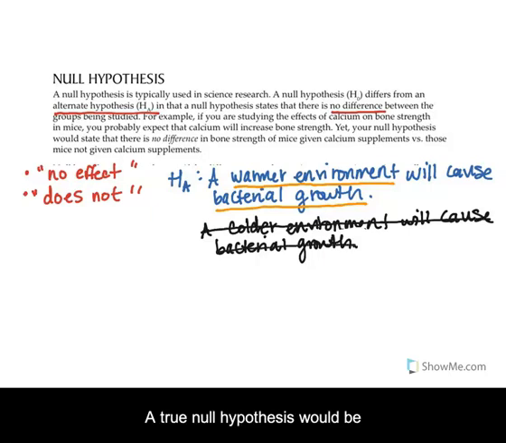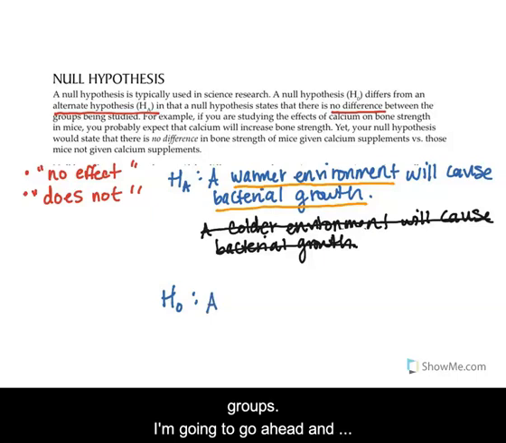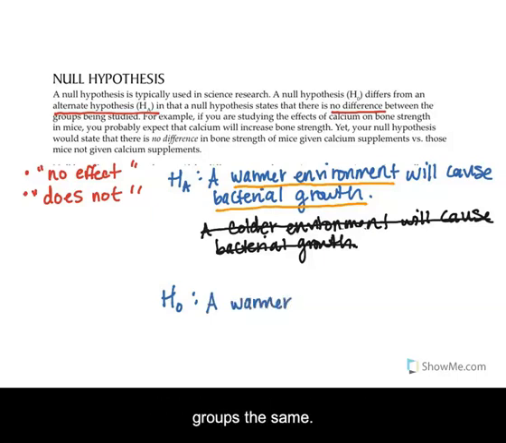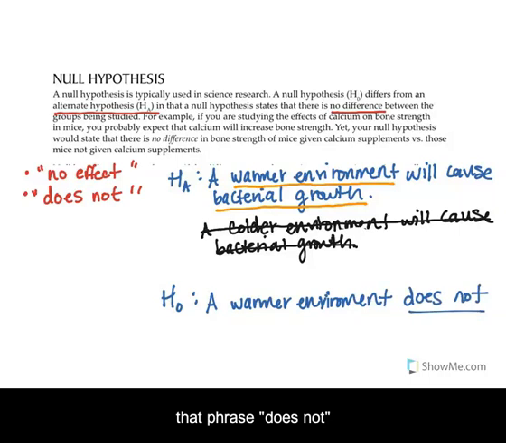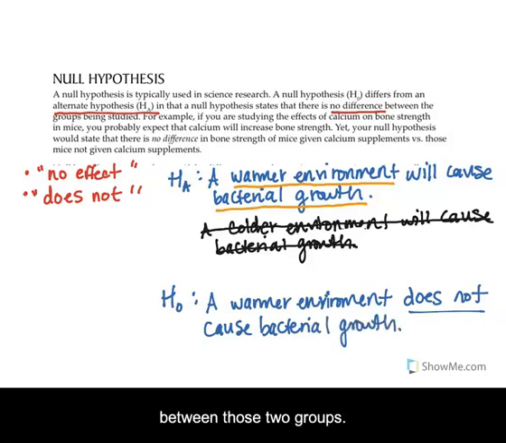A true null hypothesis would be, go ahead and write null, H with an O at the bottom, H-naught, to indicate that there is not a relationship between the groups. I'm going to go ahead and write that a warmer environment, I keep the groups the same, environment does not. I'm going to go ahead and use that phrase, does not cause bacterial growth. There is no relationship between those two groups.